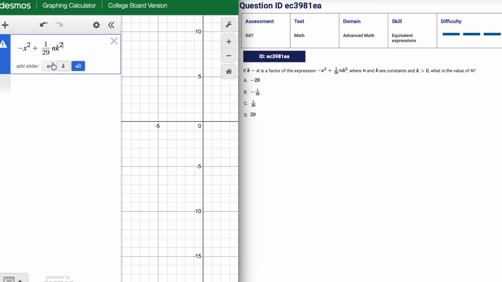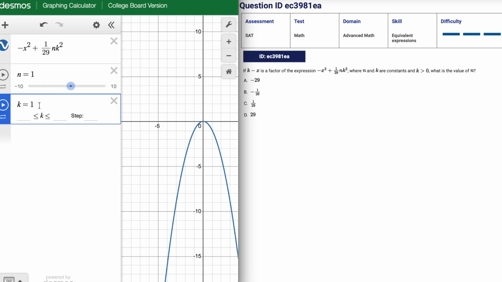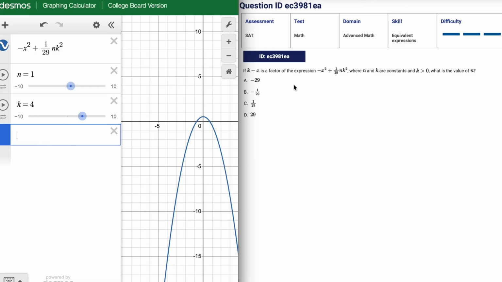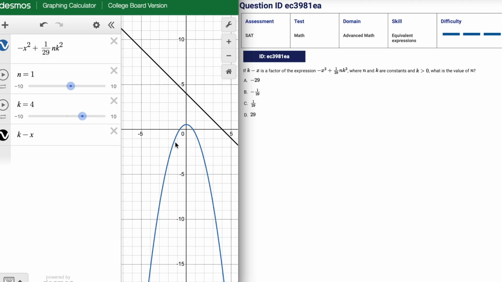So there's no value for n and k. Because k is in both of these, and k is a constant, you can set that to any number you want. So I'm just going to set k to like 4. And then I'm going to type in this here, k minus x. Now if I look at it here, they don't intersect at the exact spot, so n can't equal 1. But because it's multiple choice, I would just plug each of these into n to see which one intersects at the exact spot.